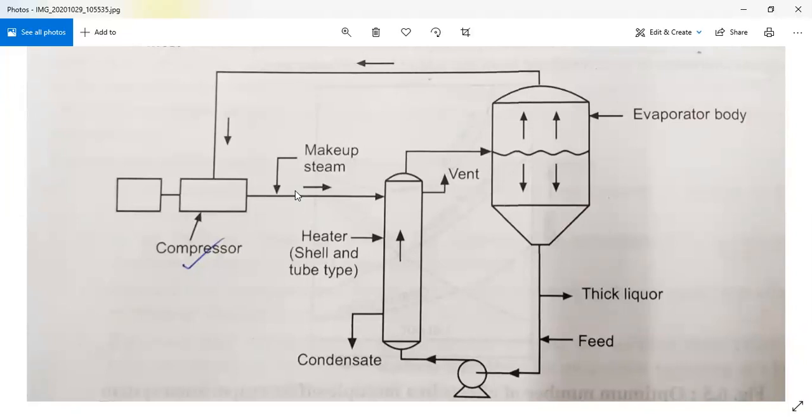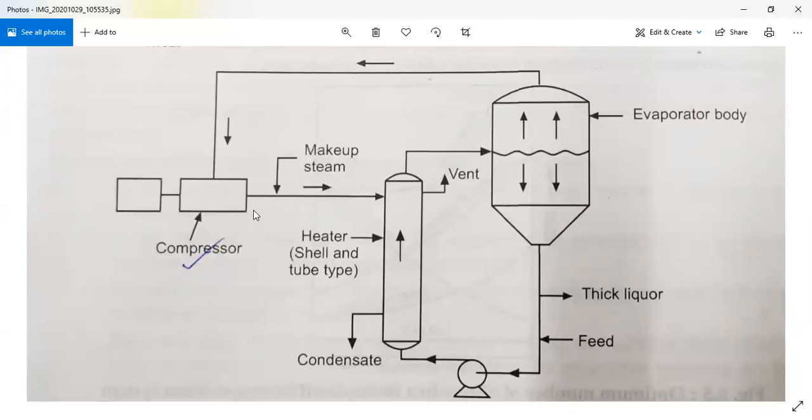If the temperature difference is increased, it means the driving force, that is delta T, is going to increase. So if the delta T is going to increase, it means the rate of heat transfer is going to increase. And in this way, we are using this compressor as an external element to increase the pressure, to increase the temperature, to increase the driving force, that is delta T, and we are getting more and more vapors, that is, kg of water evaporated in this evaporator is more as compared to the normal single effect evaporator.